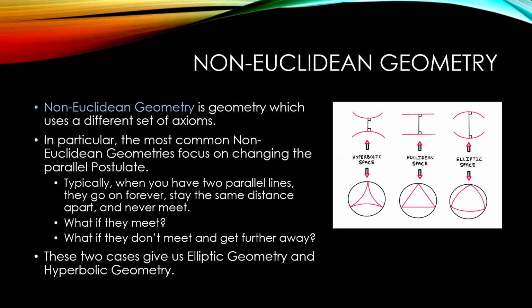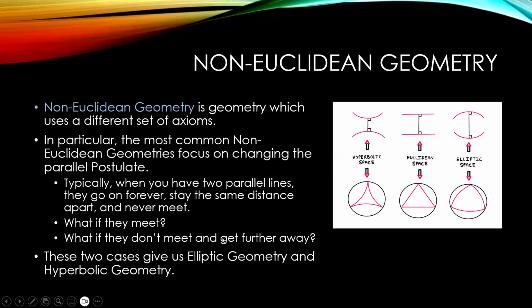And so non-Euclidean geometry is geometry which uses a different set of axioms. In particular, we get rid of the parallel postulate and replace it with other things. And so typically when you have two parallel lines, they go on forever and stay the same distance apart and never meet.